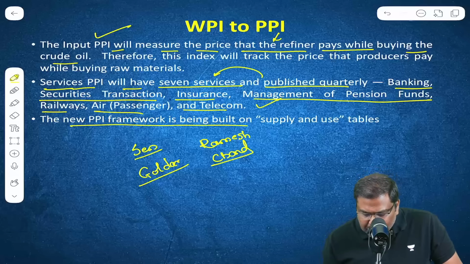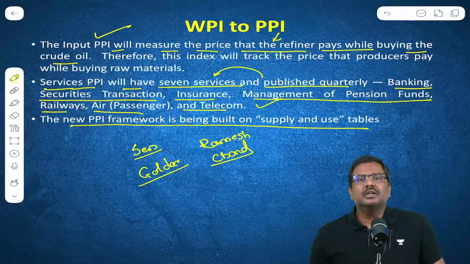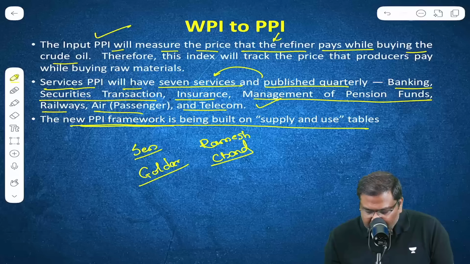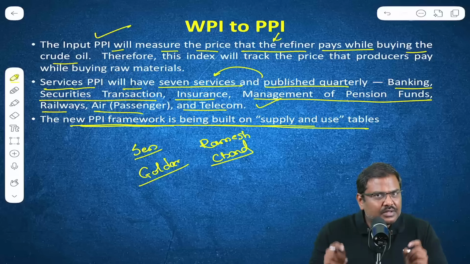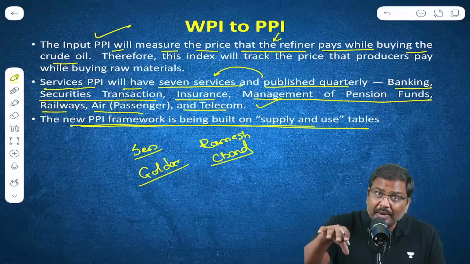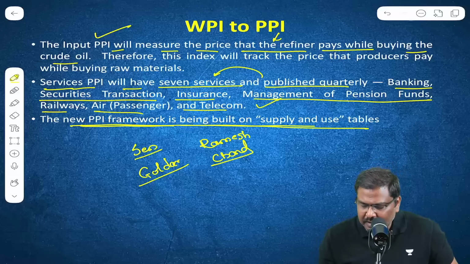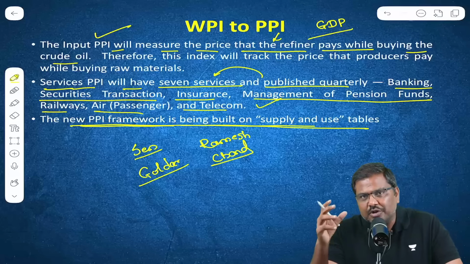And one more very important change, please make a note of this. The new PPI framework is being built on supply use tables. And the usage of supply use tables has also been done by the government of India when it made the changes regarding the new GDP measurement.